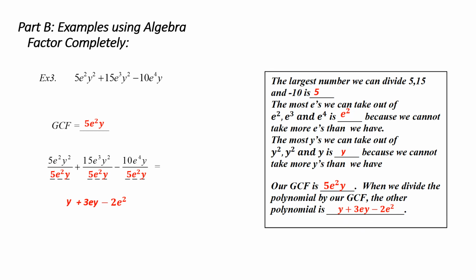My final step is to put these all together. So my greatest common factor is 5e squared y. My other factor was y plus 3ey minus 2e squared. And that is my final answer. If I wanted to check this, I could multiply this out and it should give me the original polynomial.